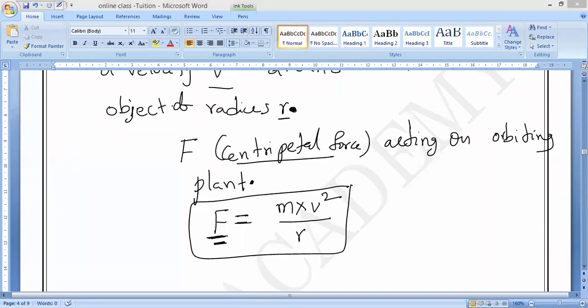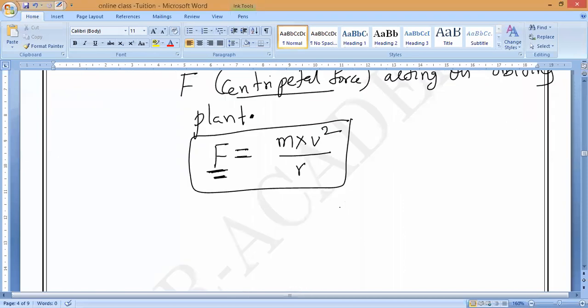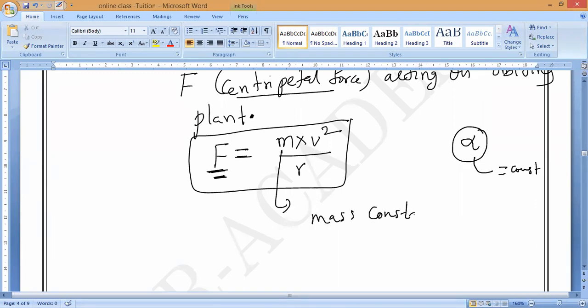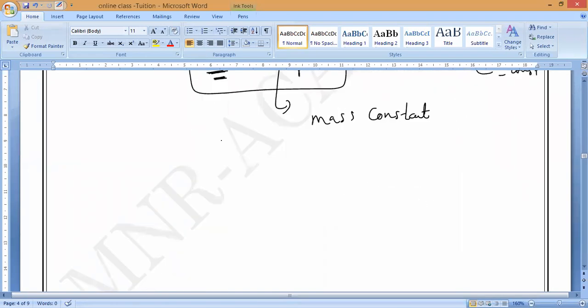Radius of the orbit. So you can see here, the mass of the given planet is always constant. Is it yes or no? Mass of the given planet is constant. Now, in mathematics, if you want to remove the proportionality, what are we doing? We are taking some equals to constant. Correct? Now, as we know, mass is constant. So force is equal to constant into v square by R.